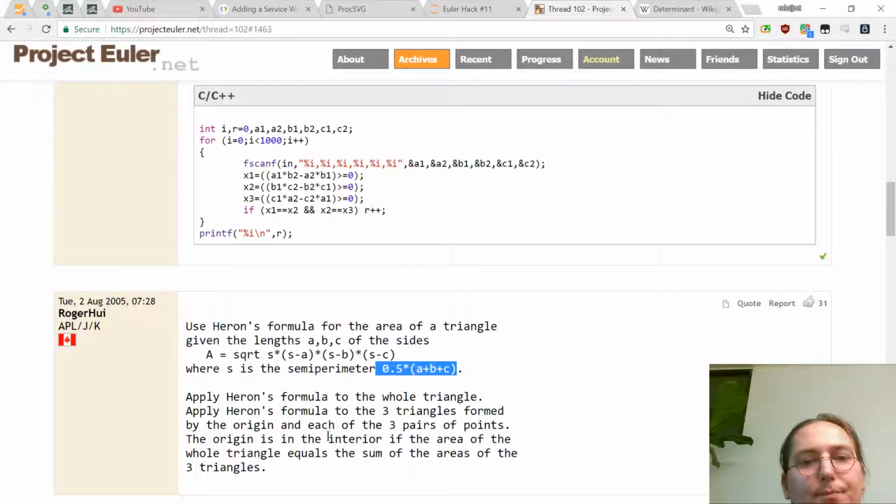What's this S? What is S? So S is the semi-perimeter. So this is the approximation. So we replace. Why approximation? Not sure.